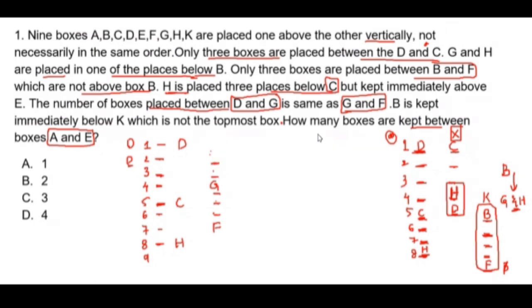This place is going to be who? B. Upon B, who must be there? K must be there. Yes or no? Upon B, K must be there, definitely. Whatever the position I assumed for G is not true. Now, where did we assume previously? We assumed it for here. Now, this is not the place for G.